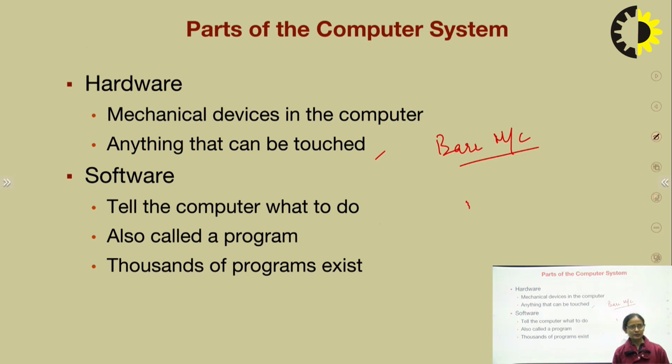So basically software tells the computer what to do, and you call it a program, software program, one and the same thing. Thousands of programs exist. For example, a common example is your Word doc files, then applications, for example your web browser, then your music players, and so on. So these are the n number of programs which you run daily so that you can perform certain actions on your system.